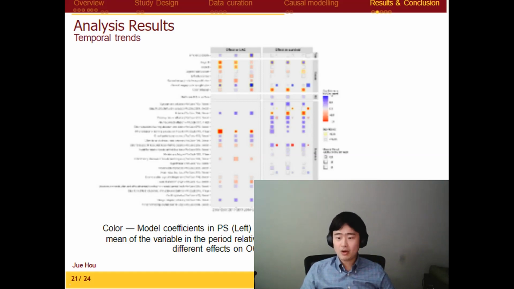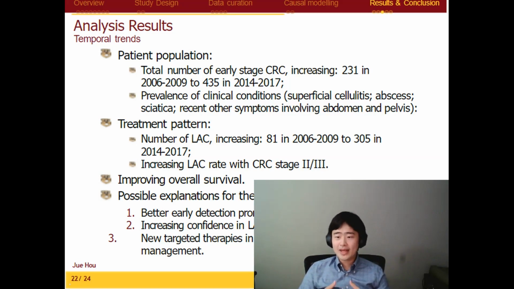And in summary, we observe that for the patient population, the number of early stage colon cancer patients is expanding throughout the years. One possibility is that the healthcare system is expanding its business, but it also might be due to better screening, right? So we have more early detection of the cancer, and the prevalence of some clinical conditions is also evolving over time. One thing that's probably relevant is other symptoms involving the abdomen and pelvis.